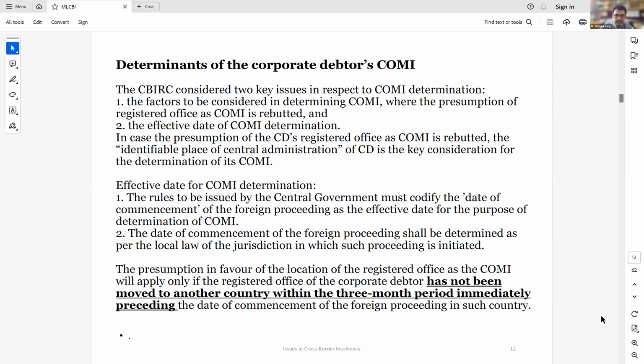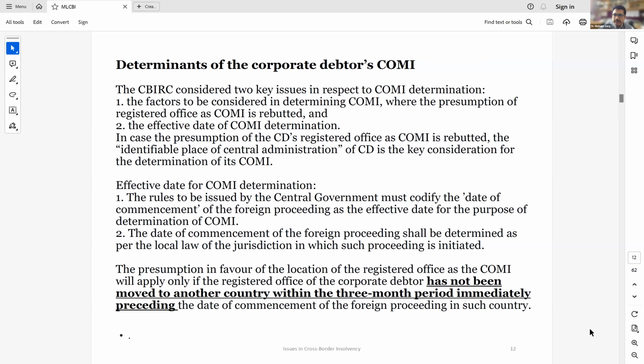So where the COMI is rebutted and how it will be determined, I will explain all those circumstances when we are taking those cases. Then there is an effective date for the COMI determination. The rules to be issued by the central government must codify the date of commencement of the foreign proceeding as the effective date for the purpose of determination of COMI, and the date of commencement of the foreign proceeding shall be determined as per the local law of the jurisdiction in which such proceeding is initiated.